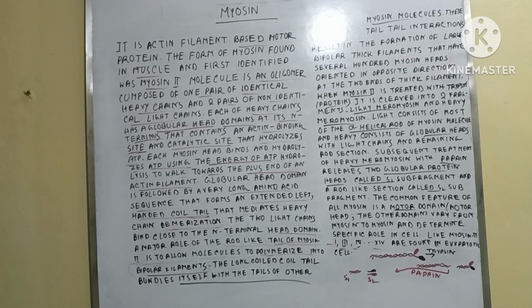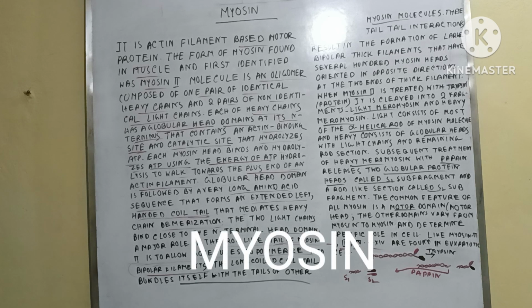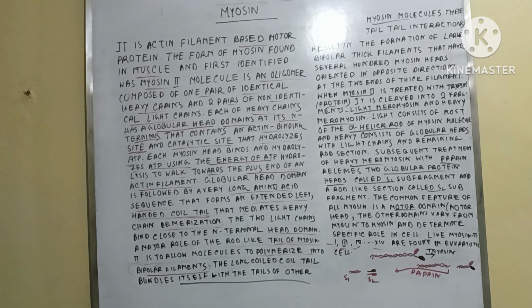So this is the structure of the myosin I have explained here, and this is a very important part. One is the actin filament and another is the myosin. Those two are very important, and where are they very important? In muscle contraction, because if myosin and actin filament both are not present, then muscle contraction is not possible. So what is the role of this actin myosin? We will learn about it in the process of muscle contraction.